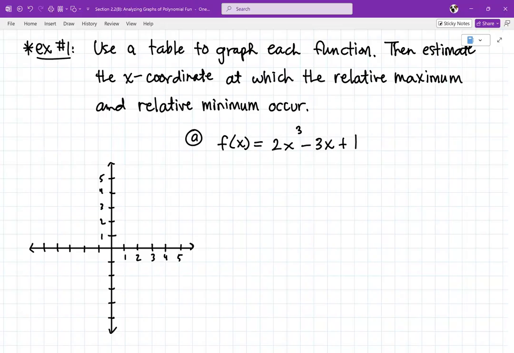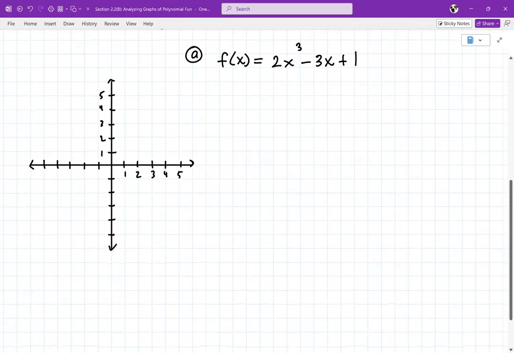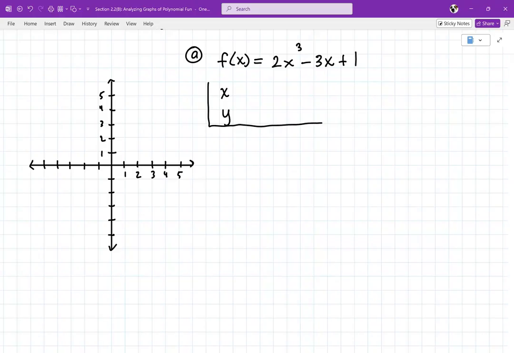So there you go. Remember, this is going to take a little bit of time, but it's not going to be difficult to do. So don't feel like, oh my gosh, these problems are hard. No, we're just punching numbers in. So here we go. They said use a table to graph. So here we go. I'm going to use a table.